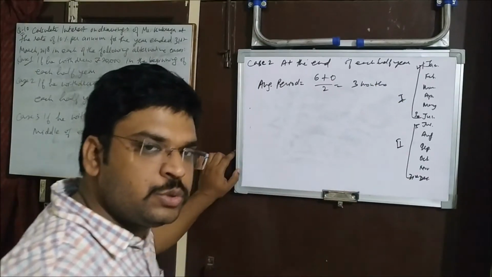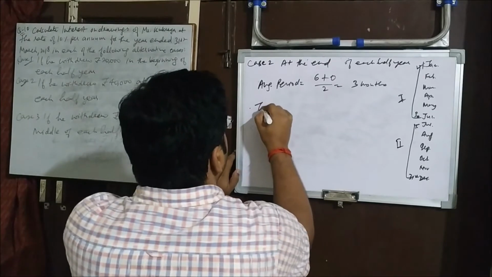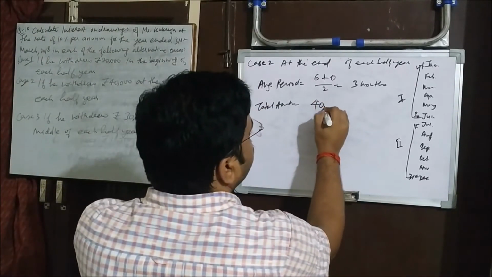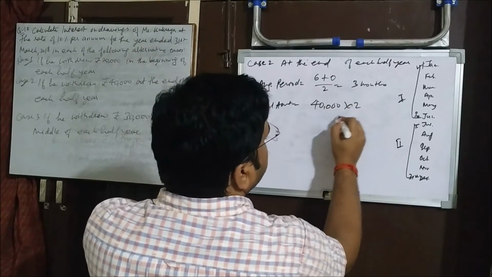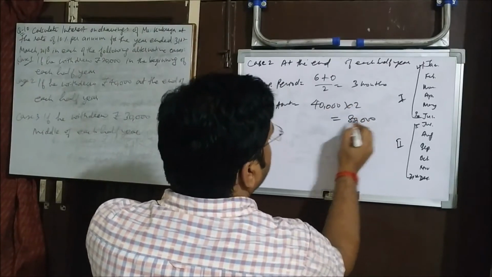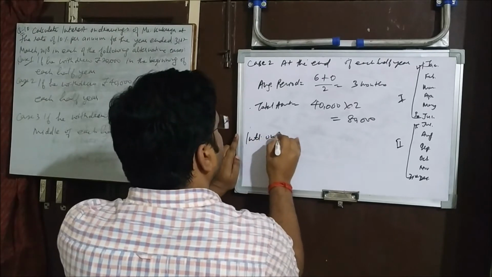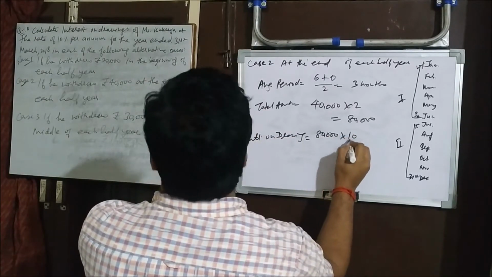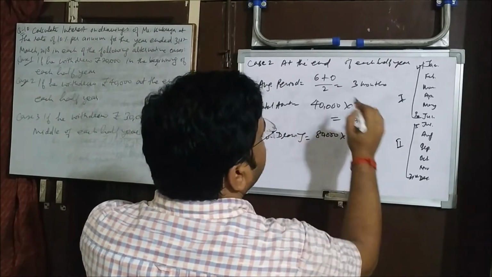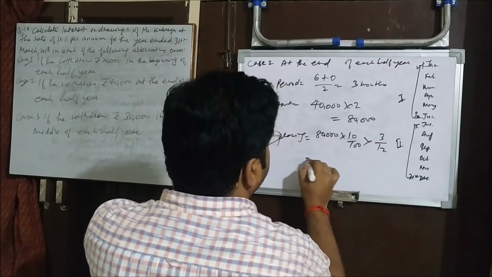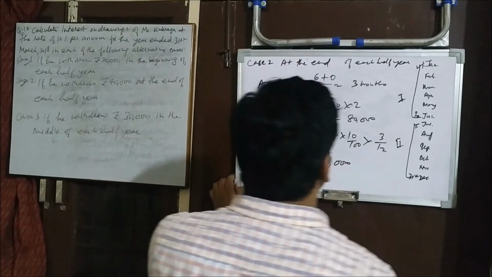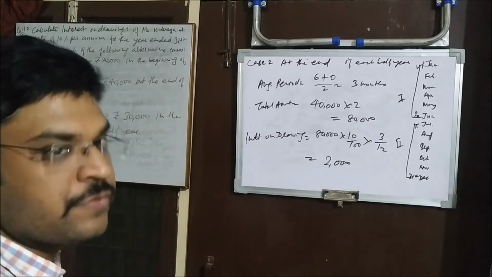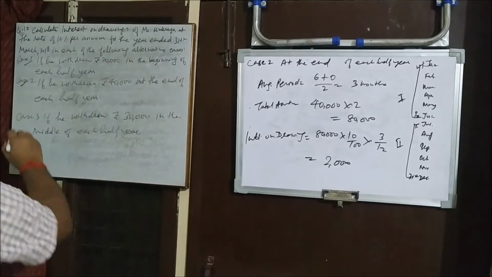Average period. Understood? Now the total amount: how much did he withdraw? 40,000, and he could withdraw 40,000 only 2 times in a year, so that is 80,000. Now interest on drawings: 80,000 multiplied by the rate of interest, 10 by 100, and then the average period, 3 by 12. Now just calculate that. That is only 2,000. So this is the second case, at the end of each half year. Now let's study the third case.